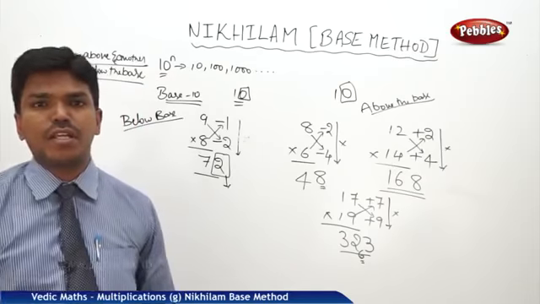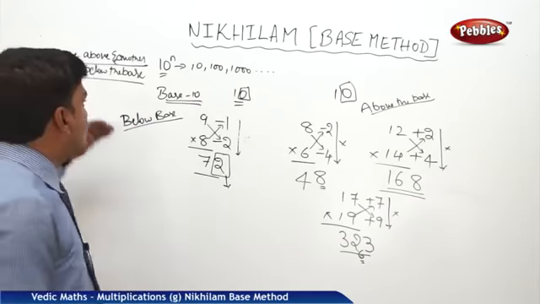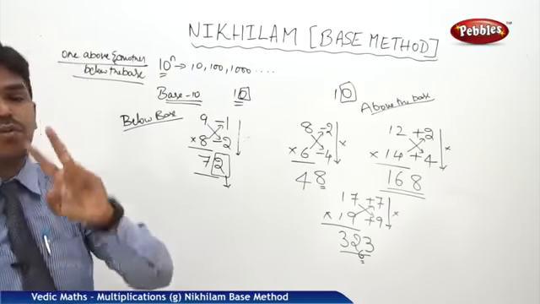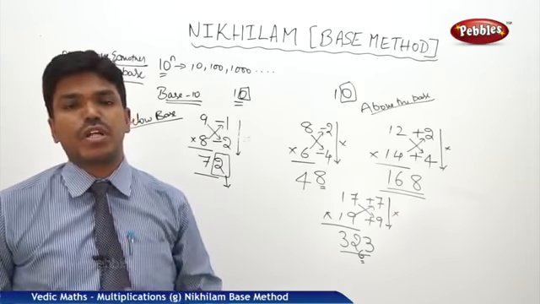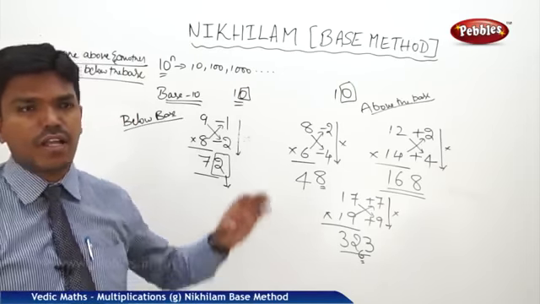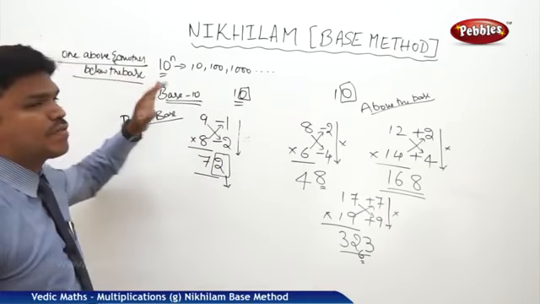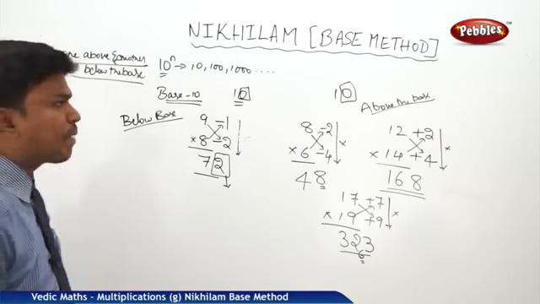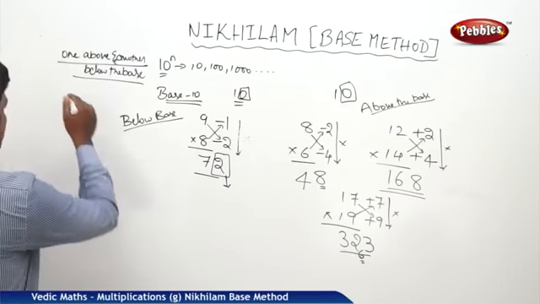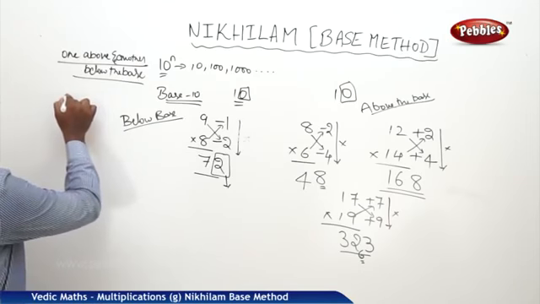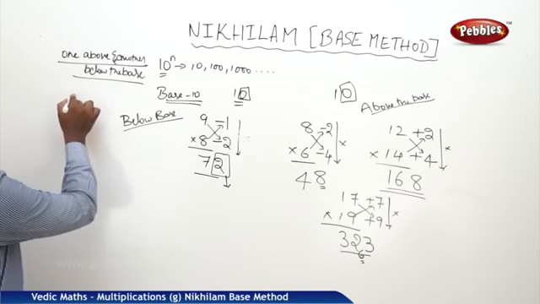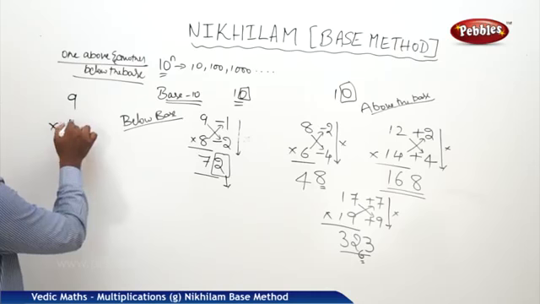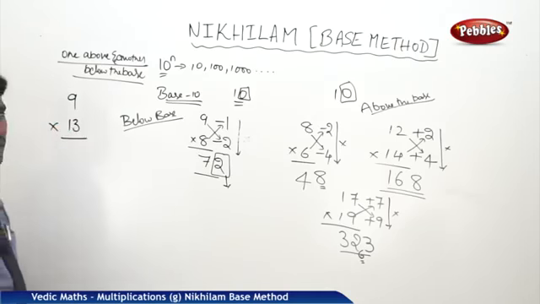So we are going to see one more case, that is, one number above the base. That means if you are going to multiply two numbers which are near the base, one above the base as well as one below the base, how do you multiply them? Now let us see. Suppose you take 9 into 13. I want to multiply 9 into 13.